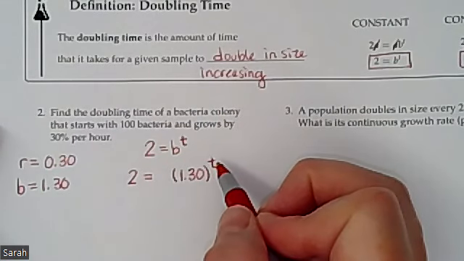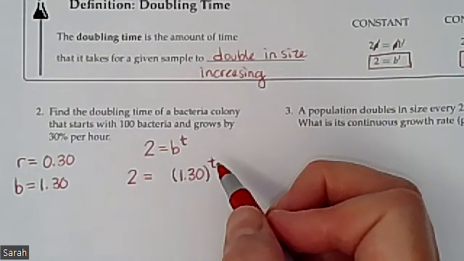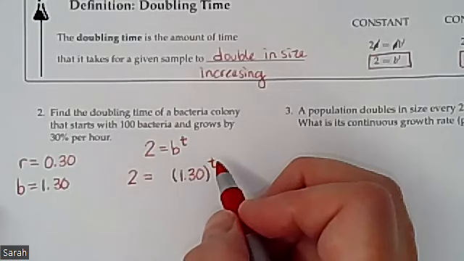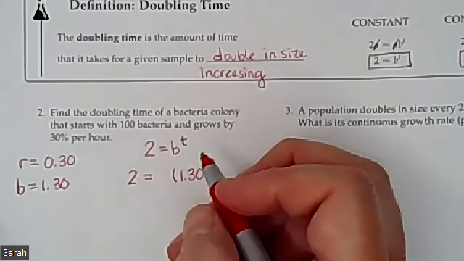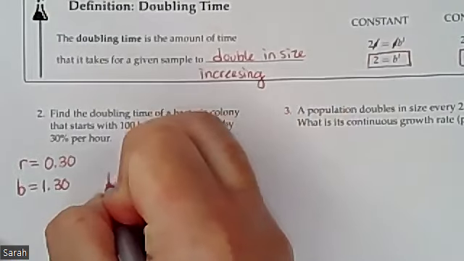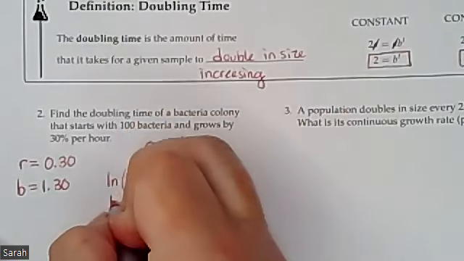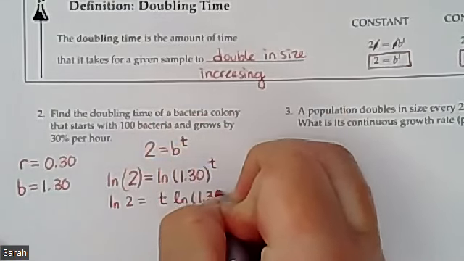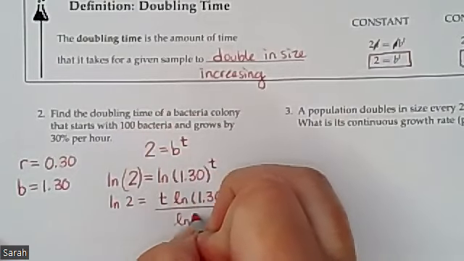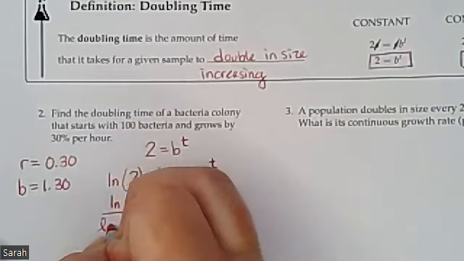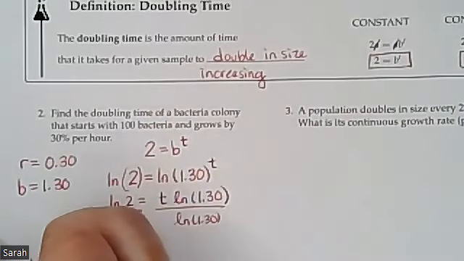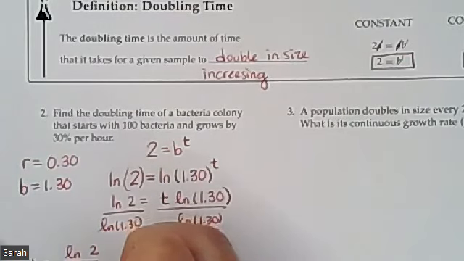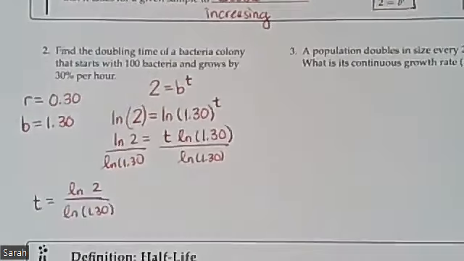So in order to bring that down, I'll use natural log. You could certainly use the common log as well; either one would work. By using that, we can use the law of logs that allows us to bring the exponent down in front of our log. So do natural log on both sides. I get natural log of 2 is equal to T times the natural log of 1.30, and then I can divide that over. So I get T is equal to ln of 2 divided by ln of 1.30. So that would be the exact answer.